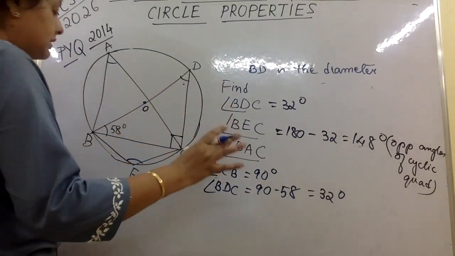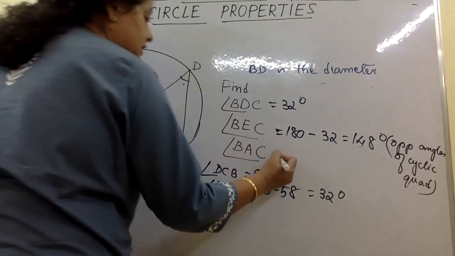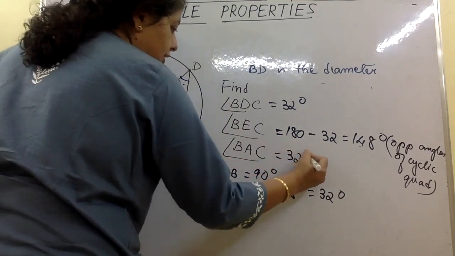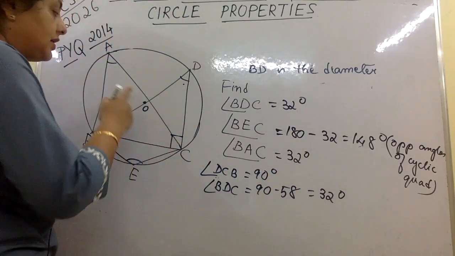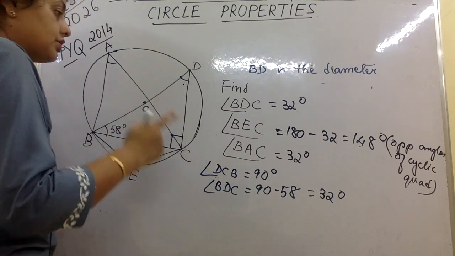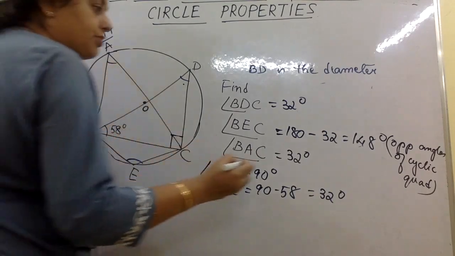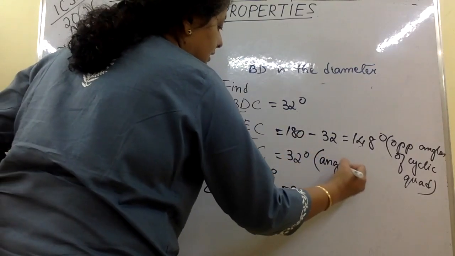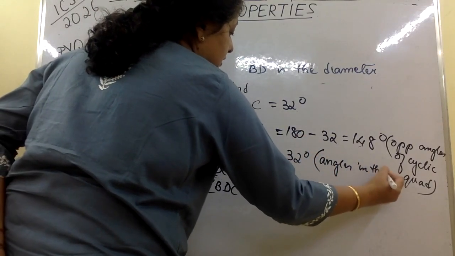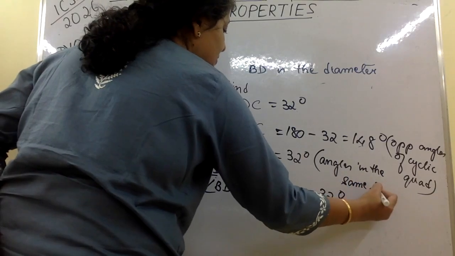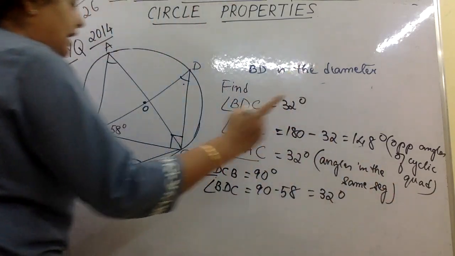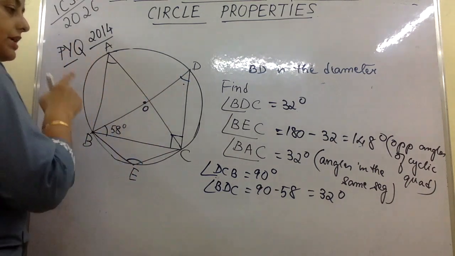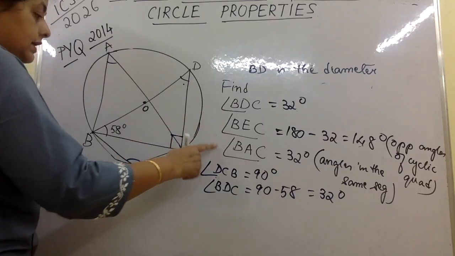Opposite angles of a cyclic quadrilateral. Angle BAC is 32 degrees. This is 32 degree, which means that angles in the same segment are equal. You can just write this much: angles in the same segment. Why? BC is holding up B also, BC is holding up A also. Therefore, angles in the same segment.